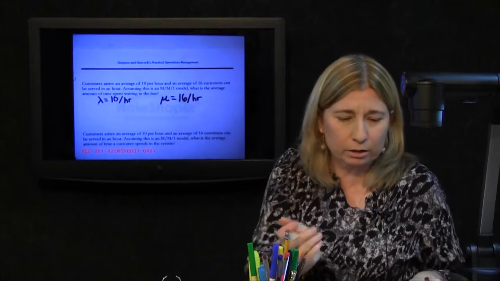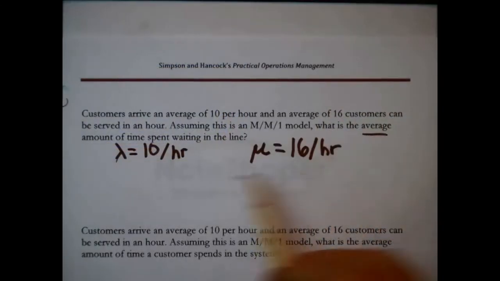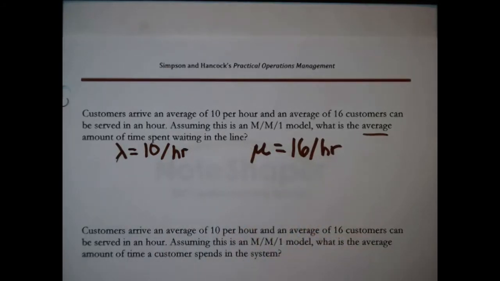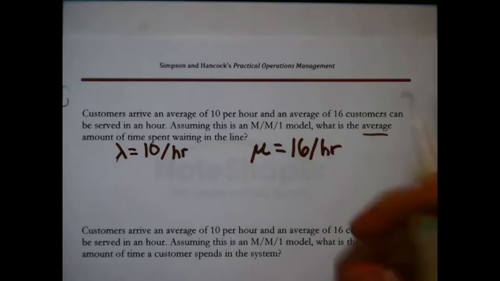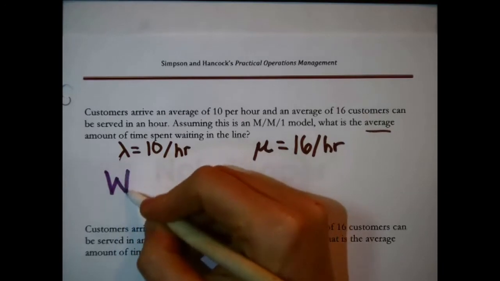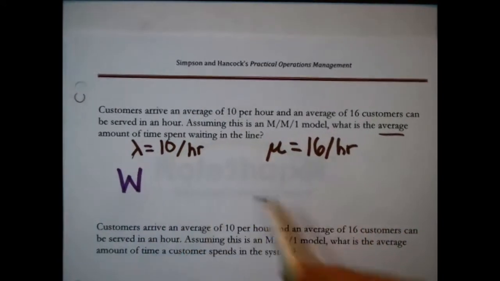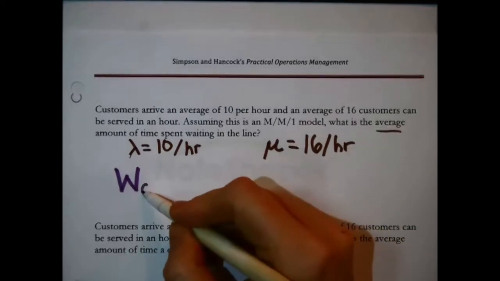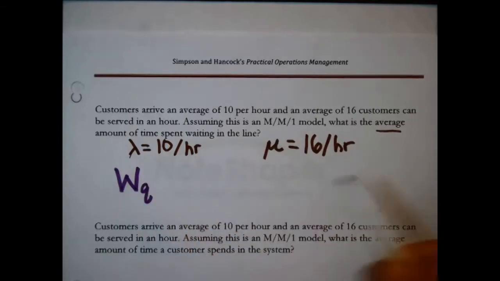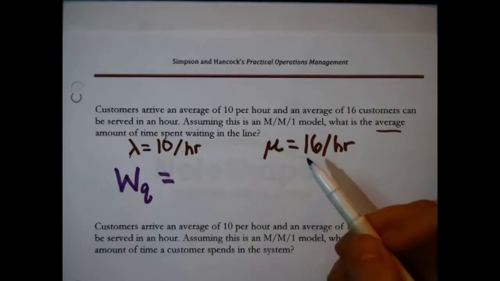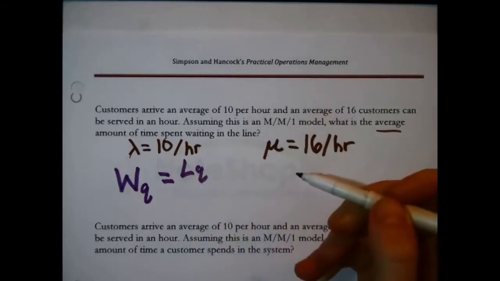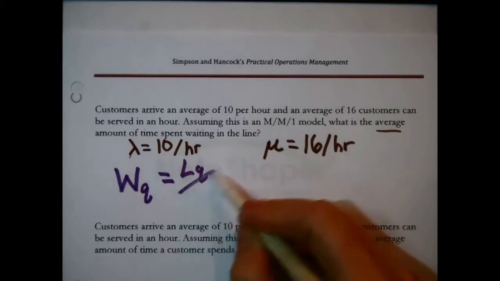Assuming this is the M/M/1 model, and that's our assumption this whole time, the average amount of time spent waiting in the line. That's a formula. The average amount of time spent waiting in the line is capital W sub Q. Q is another word for line, so wait in the line. What is that formula? That formula is LQ, the average length of the line, divided by lambda.